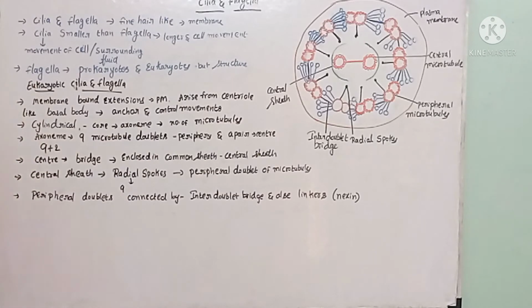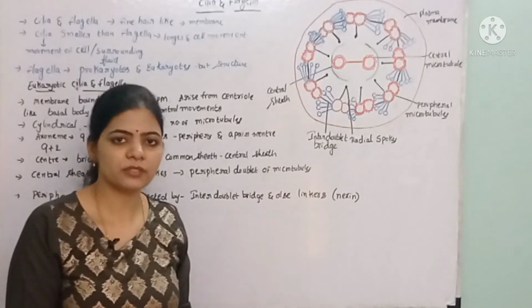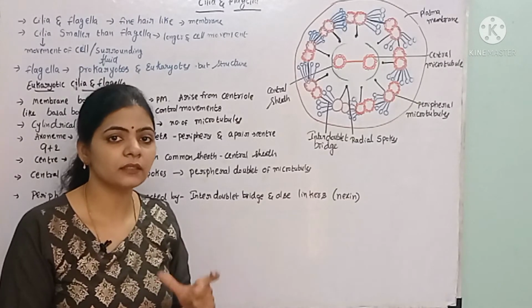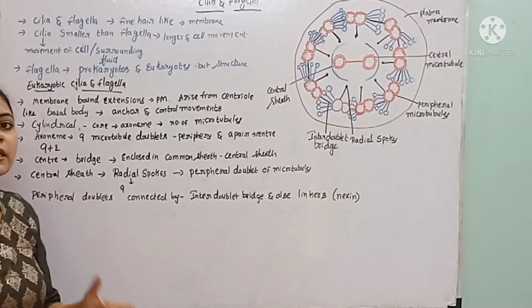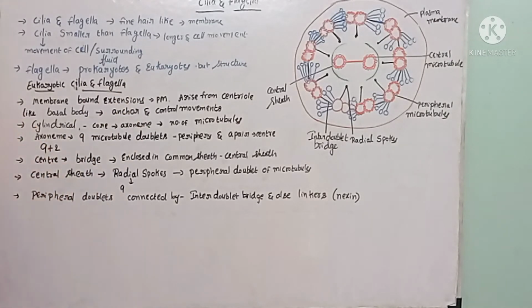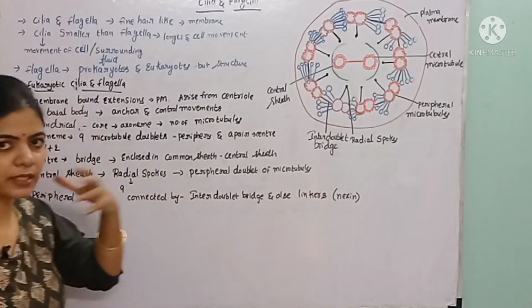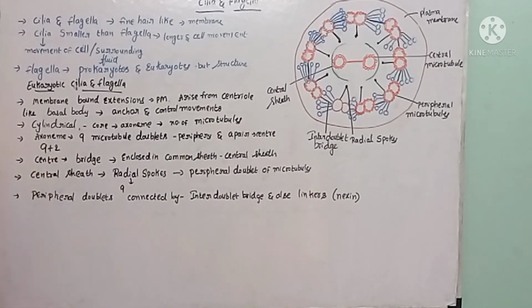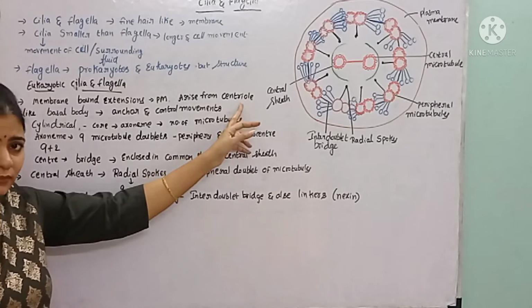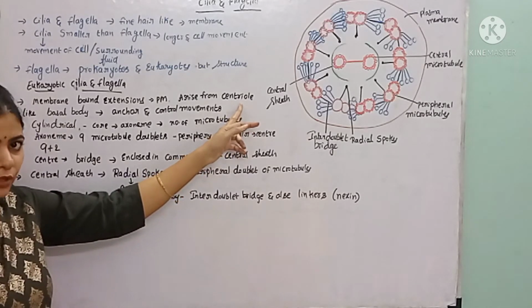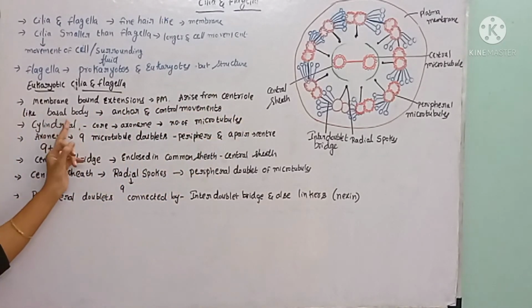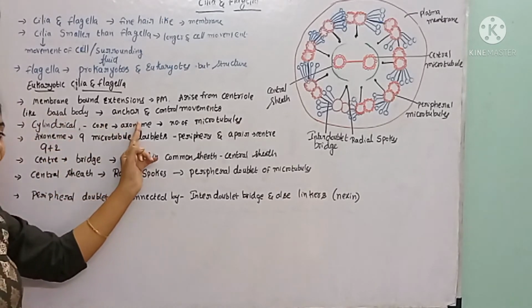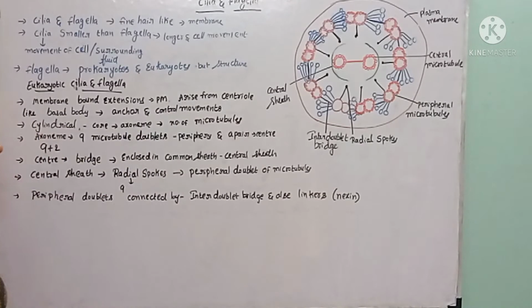Flagella may be present both in prokaryotes and eukaryotes, but the structure varies from prokaryotes to eukaryotes. Structurally, they are different. Eukaryotic cilia and flagella are membrane-bound extensions. They arise from the plasma membrane and from the centriole. As we have already studied, the basal body is generated from the centriole, right? Here, they arise from the centriole-like basal body. This basal body helps in anchoring and controlling the movement of the cilia and flagella.